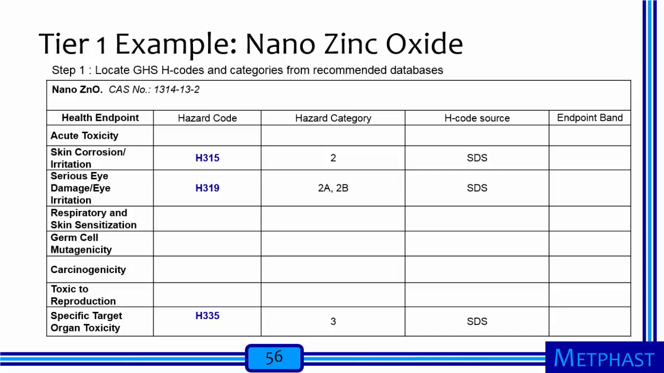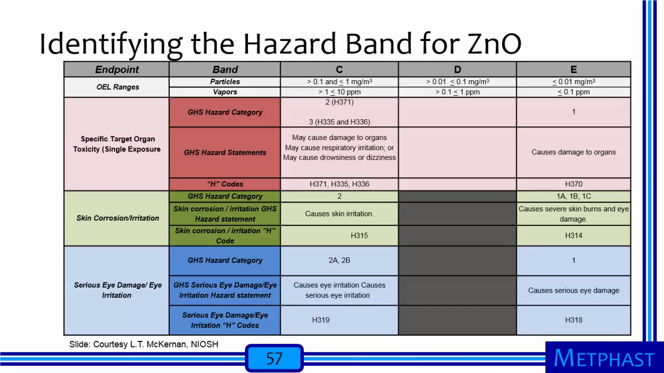The first step is to locate the GHS H codes and categories from recommended data sources, in this case, the safety data sheet. Each H code for an endpoint also points to a hazard category. Thus, we have the H code and hazard category for the three endpoints relating to zinc oxide. We now go back to the table corresponding to the health endpoints and hazard bands. We locate each of the H codes and hazard categories for each health endpoint.